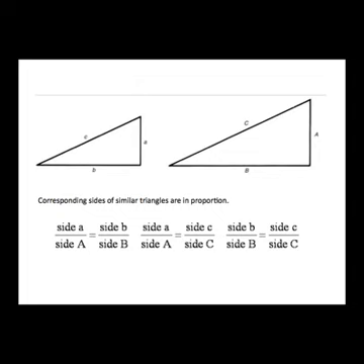Similar triangles are in proportion. Side A equals side B. Side A equals side C. Side B equals side C.